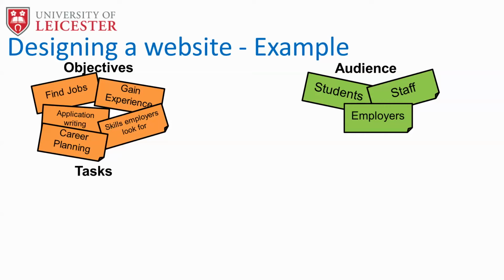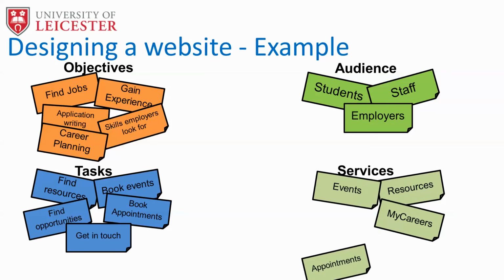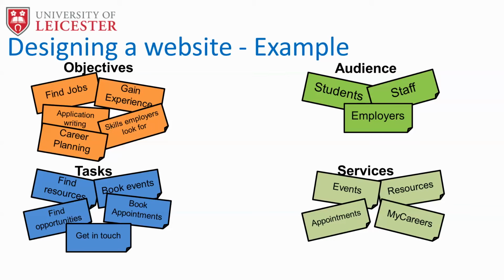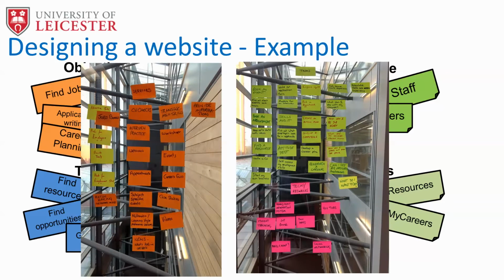What sort of tasks do we want people to be able to carry out when they come to the site? Well, we want you to be able to find your resources, find job opportunities, book onto events or book appointments, or just get in touch with the service. They're the sort of tasks we need you to carry out. And in terms of the services the careers service provides, well, of course, we have a wealth of resources that can give you advice. We run events, we have appointments, and of course we have our My Career system that we want you to engage in. So, having carried out that initial analysis, this is what we can find. And just to prove it to you, here's some of the results we got when we carried out this exercise.